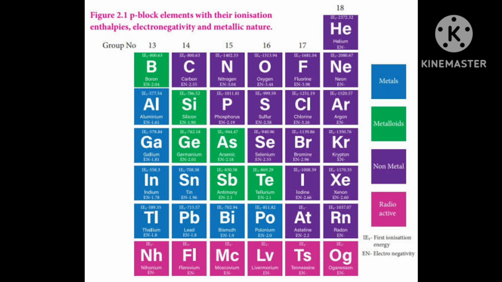Today I am going to discuss the P block elements. Last class I finished the S block elements completely. Now I am going to discuss P block elements. In P block elements, the last electron enters the outermost p orbital.